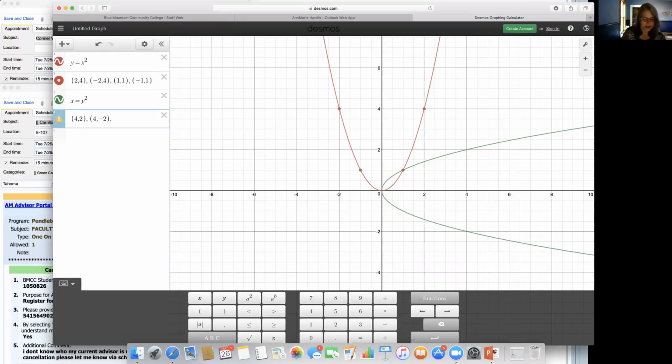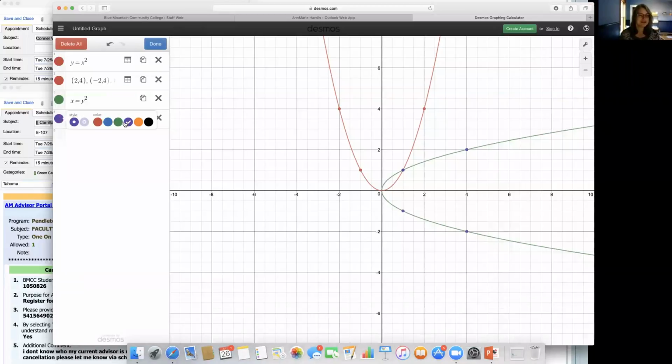The point (1, 1) is a palindrome. It's the same forwards and backwards. But the point (-1, 1) from my function f should correspond to a point (1, -1). And sure enough, Desmos makes it really easy to look at the inverses of functions, because all you have to do to look at the inverse is to put x where y was and y where x was.